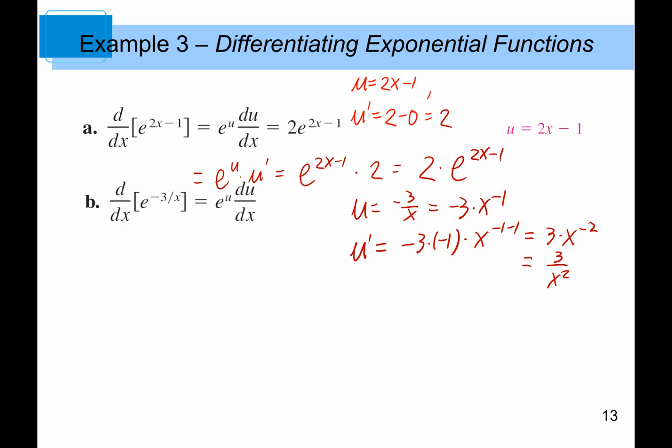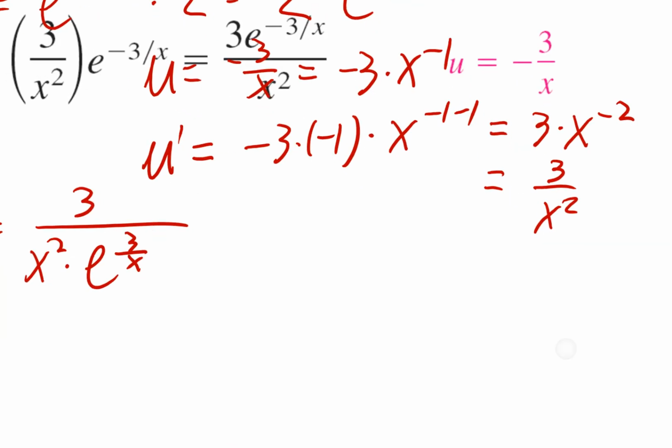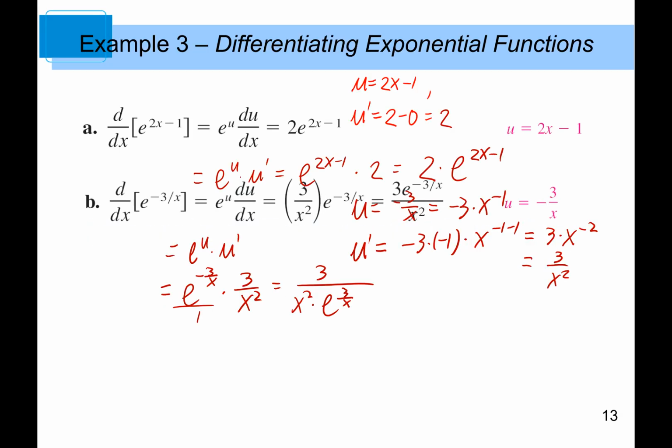So now the derivative of e to the power of -3 over x becomes e to the u, which is e to the -3 over x, times u prime, 3 over x squared. So the answer is 3 over x squared times e to the -3 over x power. You can make a fraction and flip it to the denominator, and it becomes positive exponents. In the background is a detailed solution. We can also go over that.